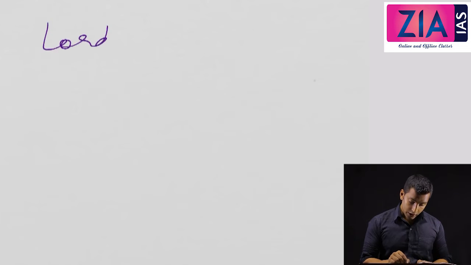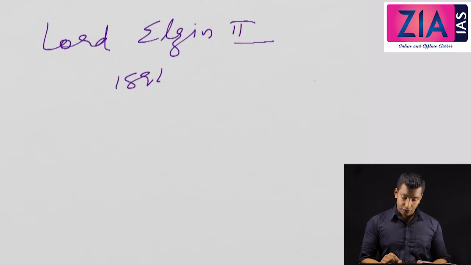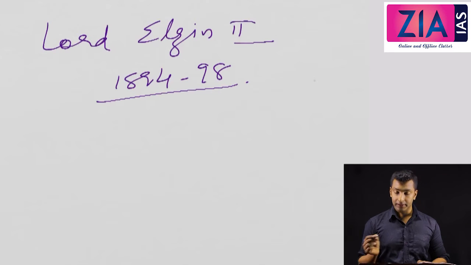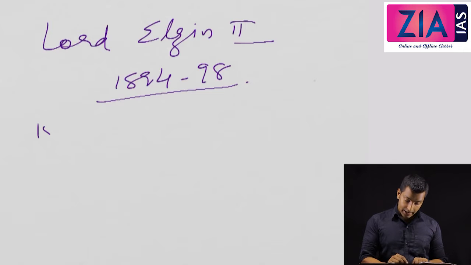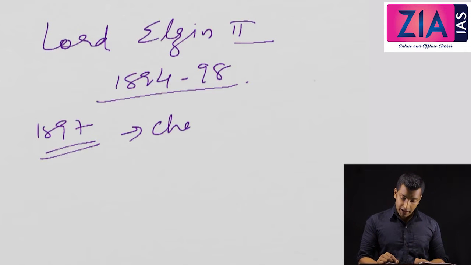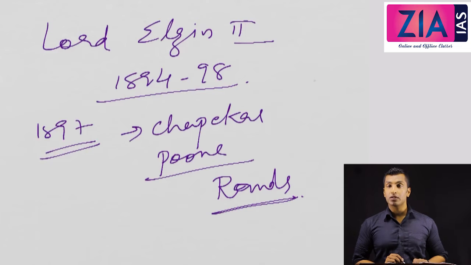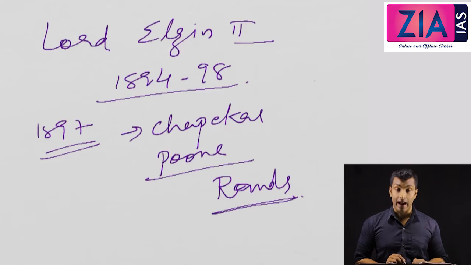That is Lord Elgin II, 1894 to 98. Only one important event I need to discuss: in 1897, the Chapekar brothers of Pune. Everybody knows this, a very famous incident, and a very important question for prelims also. The Chapekar brothers of Pune killed an English official, Rand.